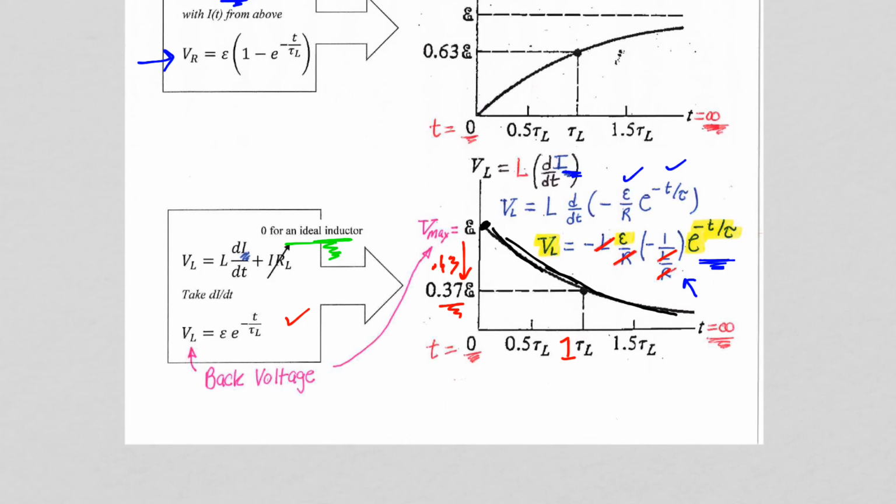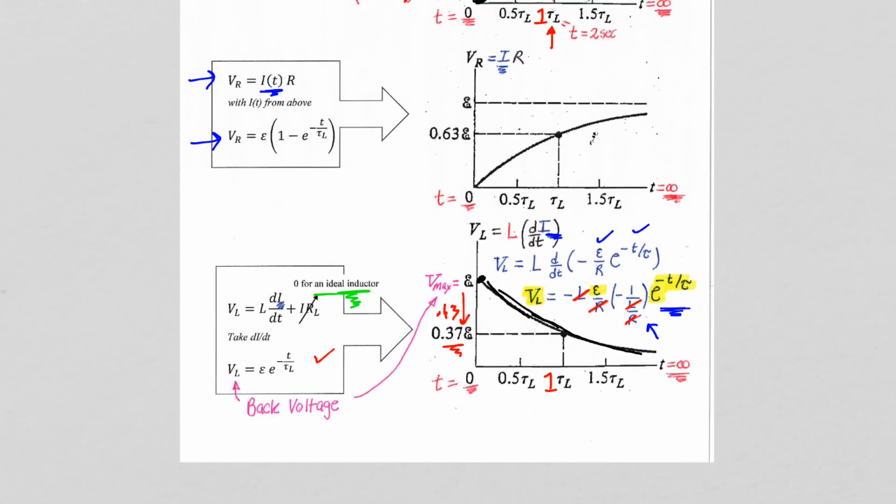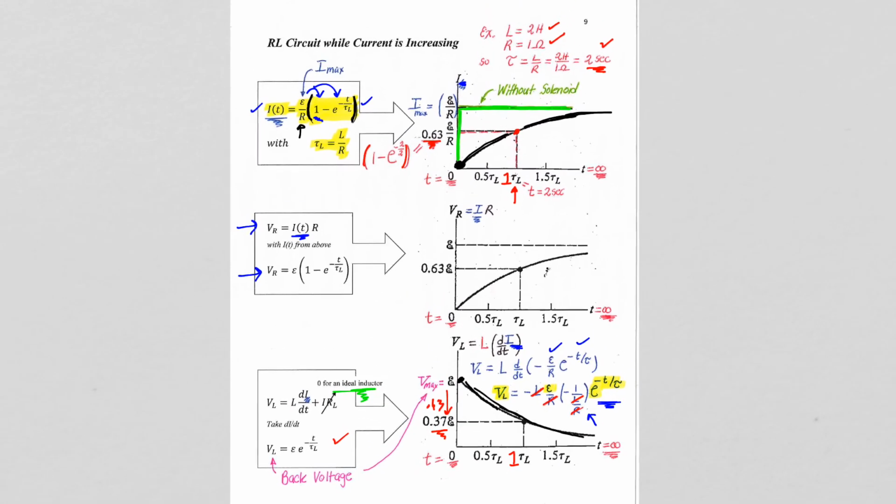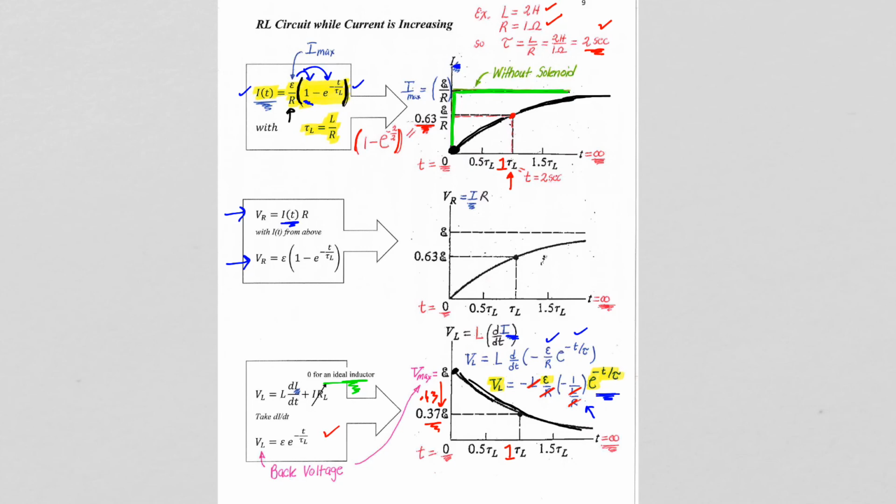So hopefully this looks familiar to you based on what we did with capacitance. I'll zoom back out here to let you get down the annotations that you need, and we will be moving on with the RL circuit.